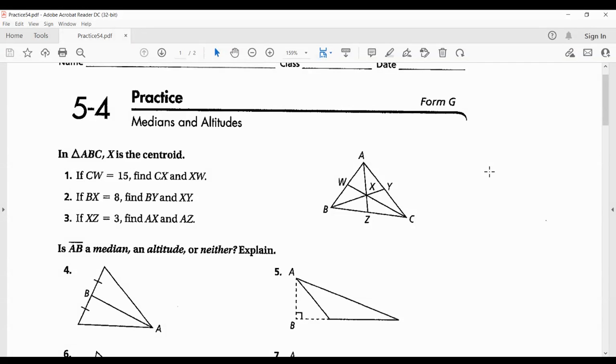And on number 3, XZ is the little part of that median that goes down the middle. They tell us it's 3, so the bigger part of that median must be 6, and the whole thing must be 9.